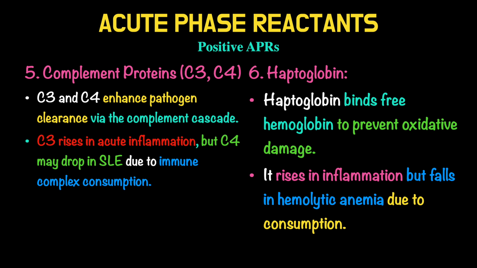The other one is haptoglobin. It binds free hemoglobin to prevent oxidative damage. Because haptoglobin binds free hemoglobin, hemoglobin cannot get filtered out of the kidney. That is the reason why hemoglobin is not normally seen in urine. It rises in inflammation but falls in hemolytic anemia due to consumption, right?